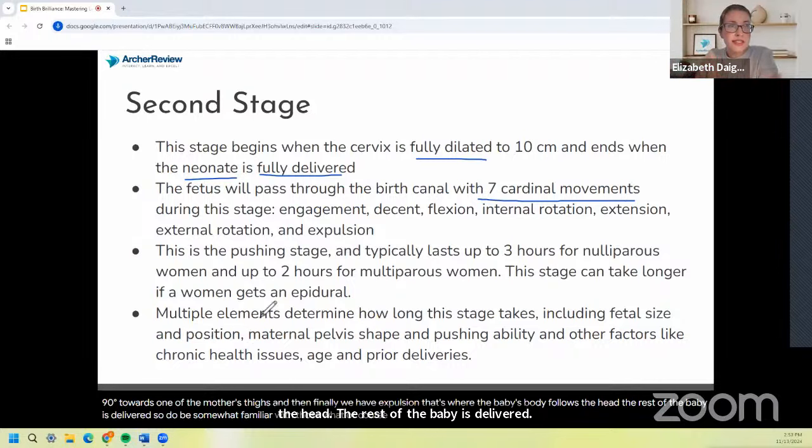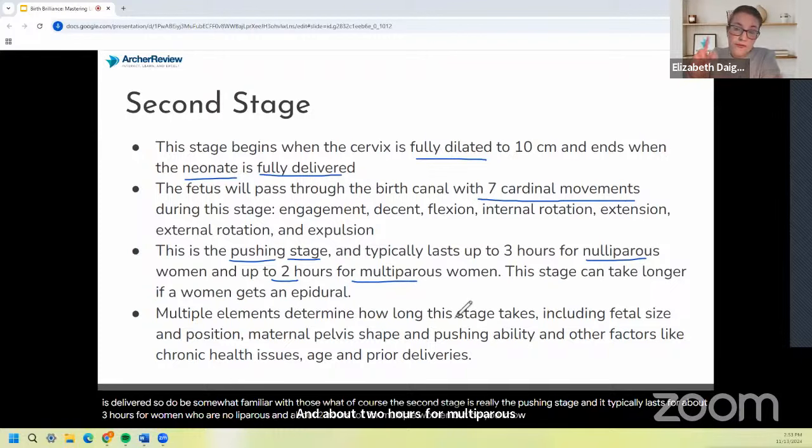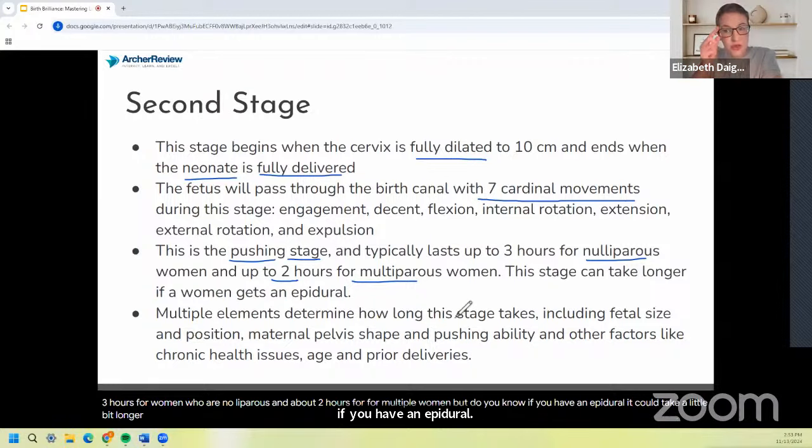But of course, the second stage is really the pushing stage, and it typically lasts for about 3 hours for women who are nulliparous and about 2 hours for multiparous women. But do know, if you have an epidural, it could take a little bit longer. So that is one of the downsides of an epidural.